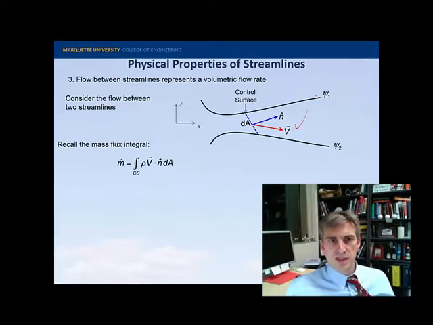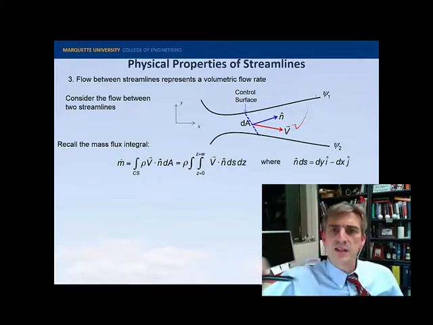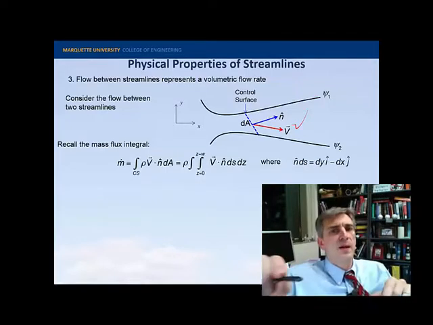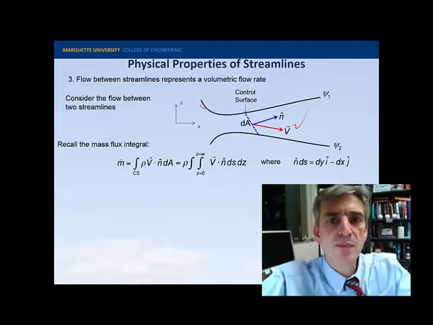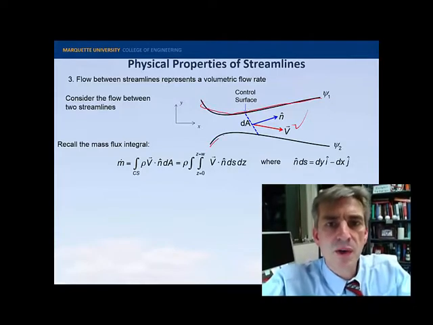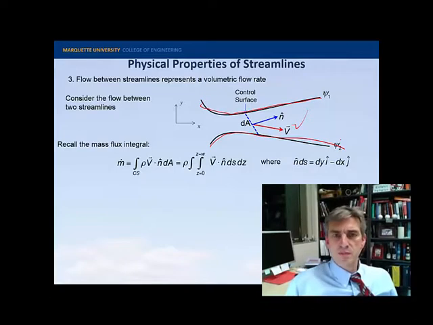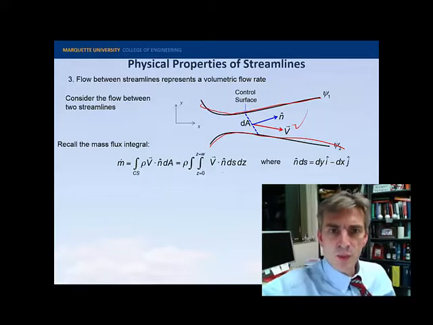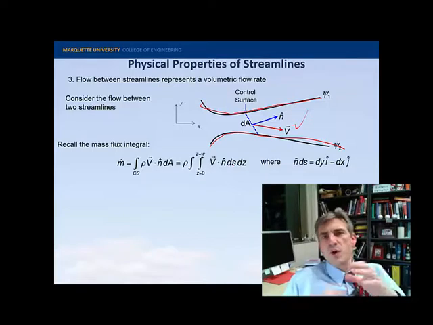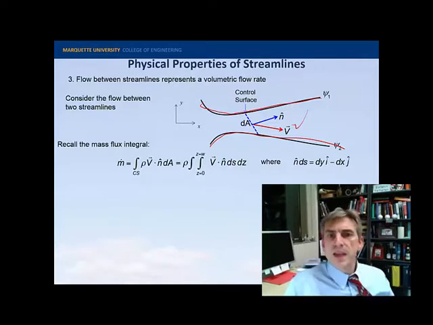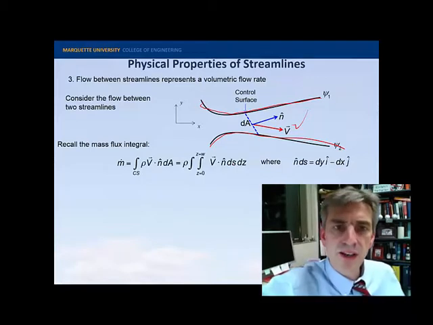So we went over this in the review a bit. Let's apply it to the flow between these two streamlines. We know that these streamlines can represent a solid surface, so this is kind of like a nozzle, right? So let's solve for the mass flow rate between the streamlines, or the flow through the nozzle. So here's my equation. I'm going to integrate over this control surface, over this arc length s, into the page z. And so this is my differential area.